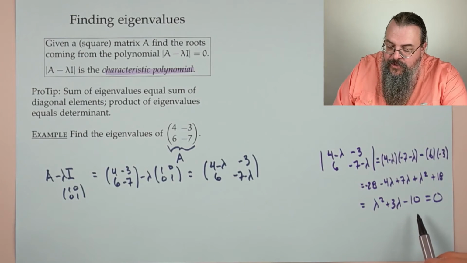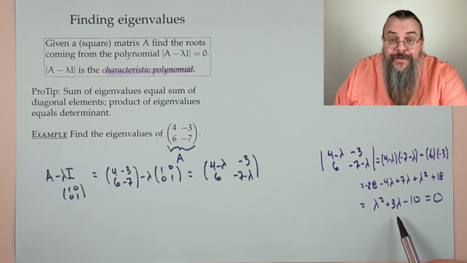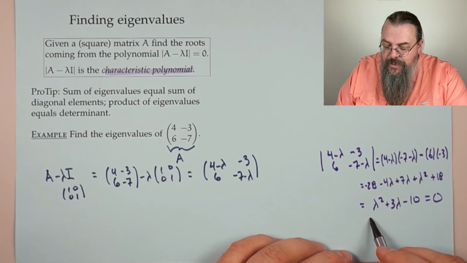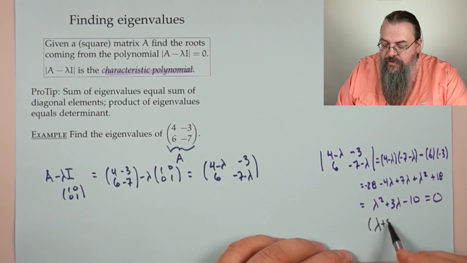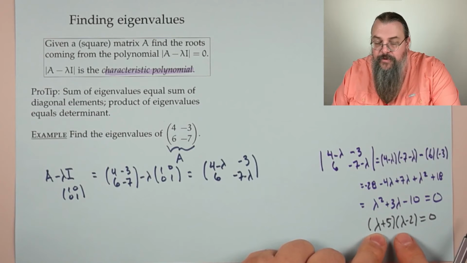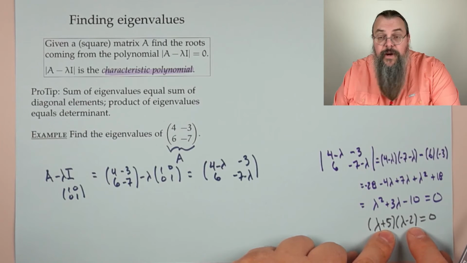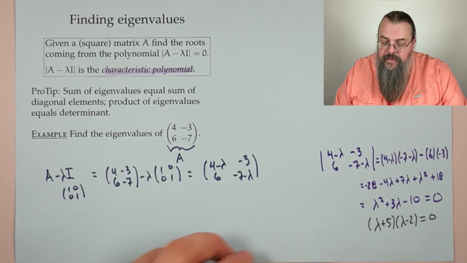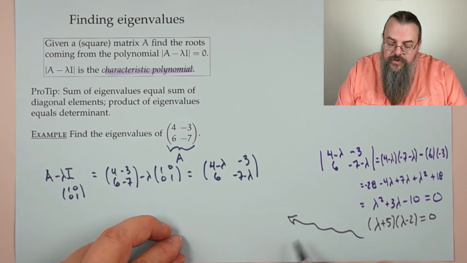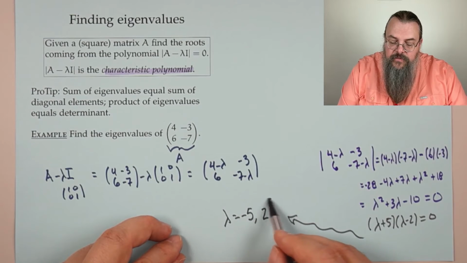What do we need? Two numbers that multiply together to give us negative 10, but when we add, we get positive 3. Yeah, we can find numbers like that, namely plus 5 and minus 2. Let's double check, right? We should always check our work. Lambda squared, that's good. Minus 2 lambda plus 5 lambda is plus 3 lambda, and minus 2 times 5 is minus 10. So that leads us to our wonderful conclusion that our eigenvalues are negative 5, positive 2.